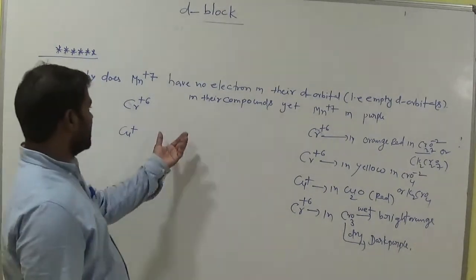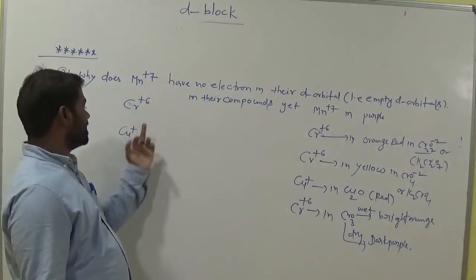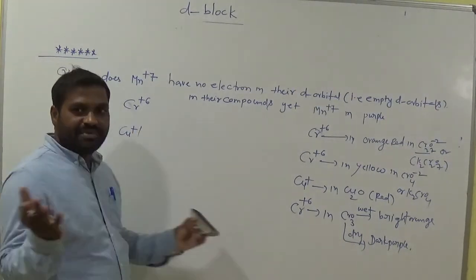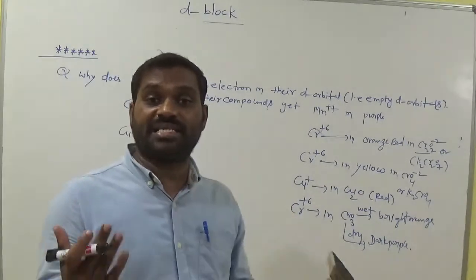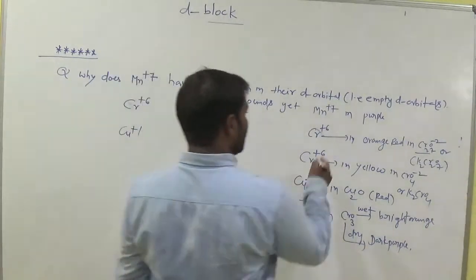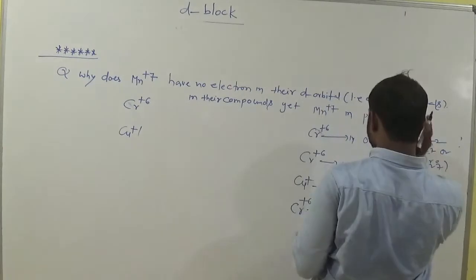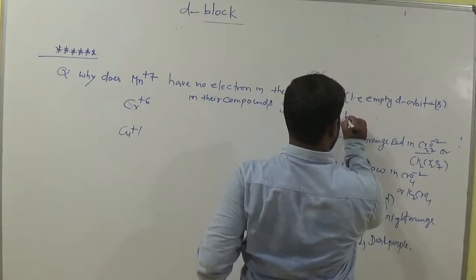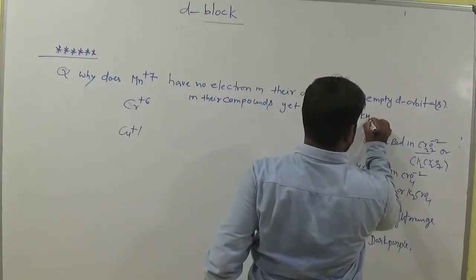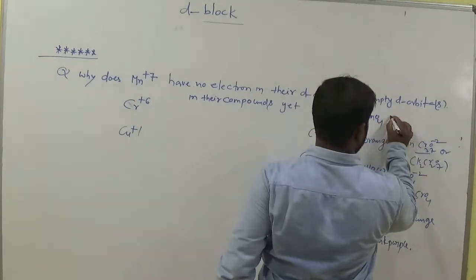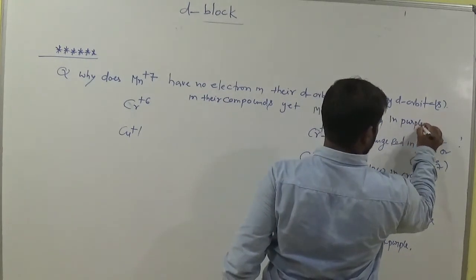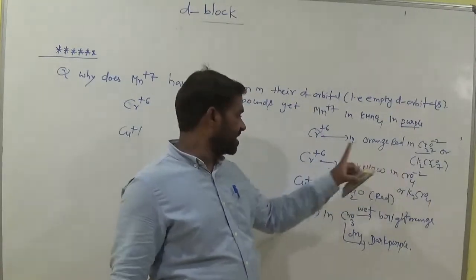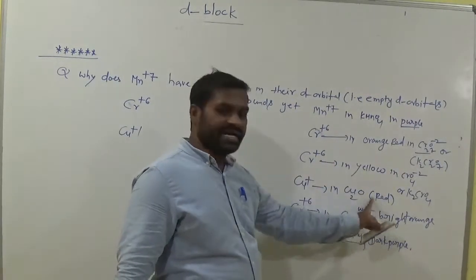What is the meaning of this question? Manganese plus 7, chromium plus 6, Cu plus have no d electrons, empty d orbitals. How do they show colors in their compounds? Manganese in KMnO4, which color? Purple color. Chromium plus 6 in Cr2O7, which color? Orange red. Cu plus 1 is red in this compound.